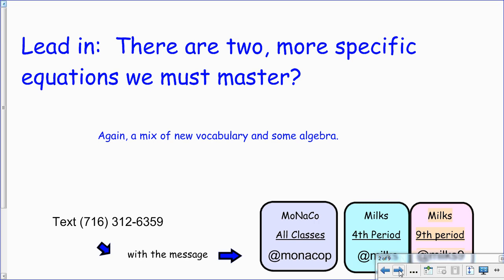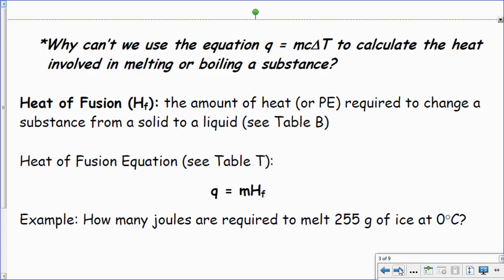There are two more specific equations we must master. Those are heat of fusion and heat of vaporization for water. So let's get to it.